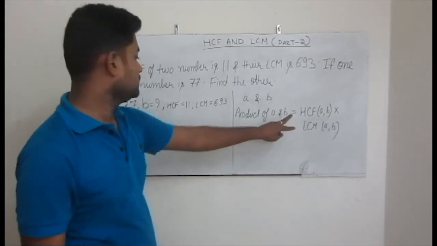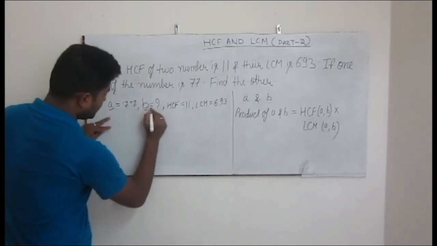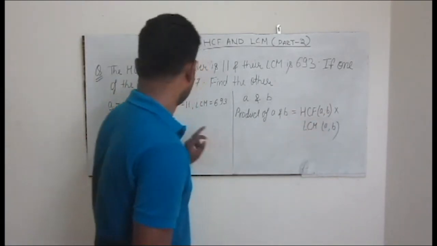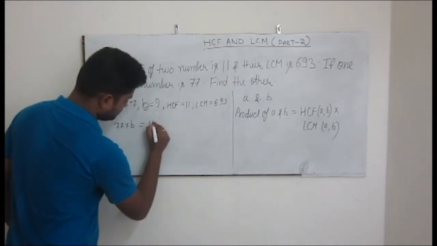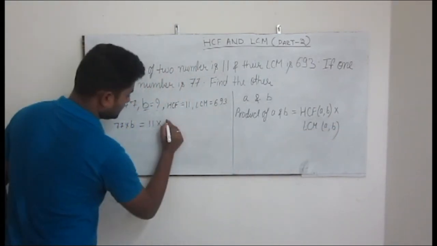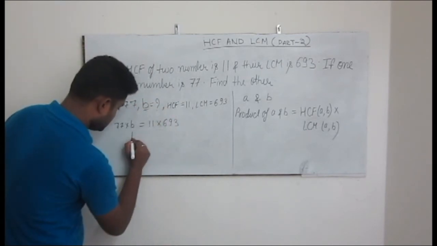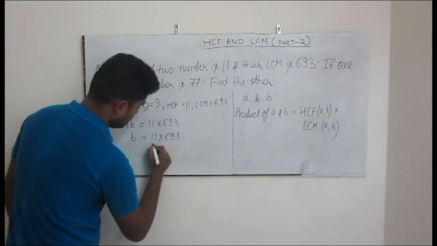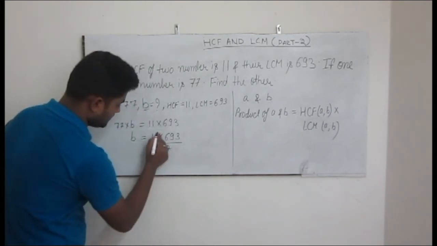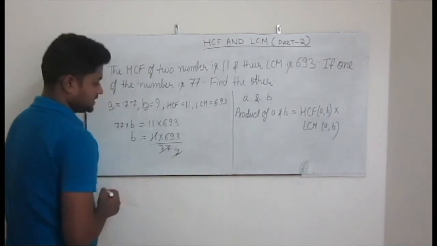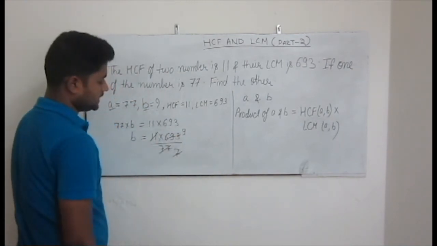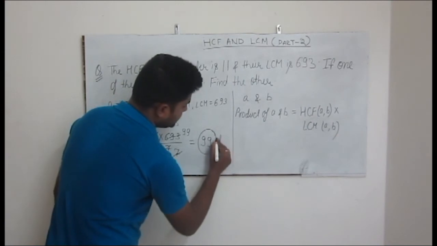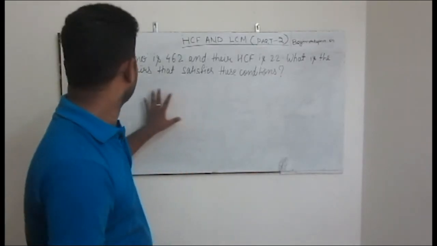According to the formula, the product of two numbers, first number A and second number B, means 77 into B equals the HCF of the two numbers, which is 11, into the LCM of the two numbers, which is 693. So what will B be? 11 into 693 upon 77. 7 elevens are 77. 7 nines are 63. We will get 6 as remainder. Again 7 nines are 63. So our second number will be 99.